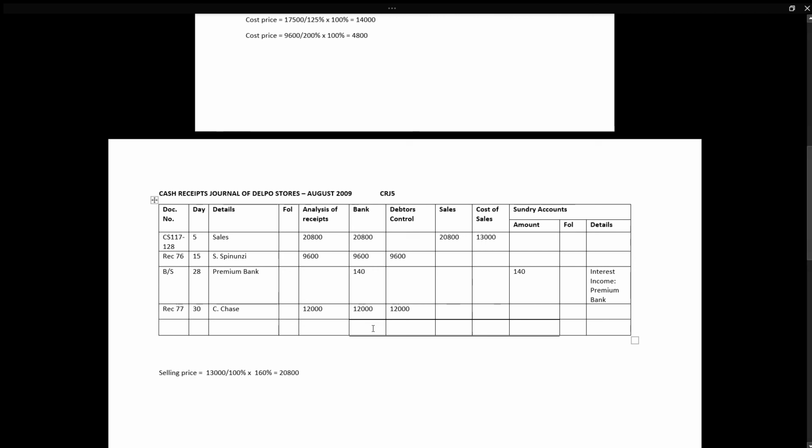Let's quickly total these columns. For bank, I got 42,540. For debtors control, I got 21,600. For sales, easy one, 20,800. For cost of sales, I got 13,000. And for my sundry accounts, I got 140 Rand.